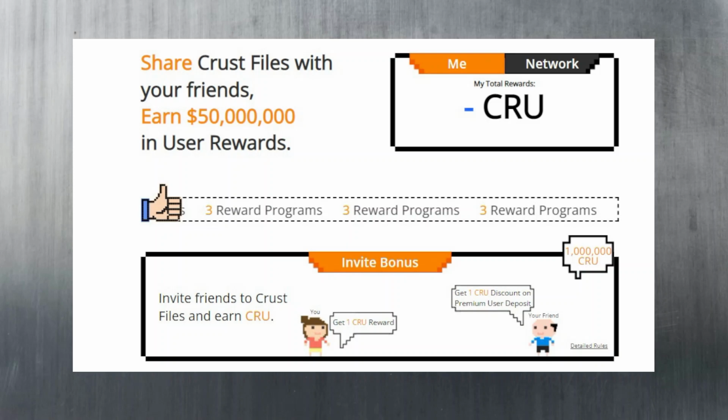If you decide to get the premium version, you can also earn 50,000 US dollars in rewards, as they've got a rewards program running. You get one CRU token for each user who deposits for the premium account, and your friend gets one CRU discount on the premium service. Do check out their detailed rules for more info.